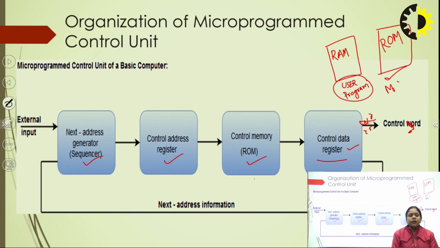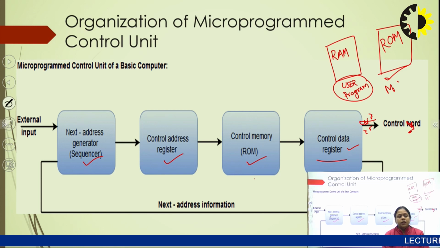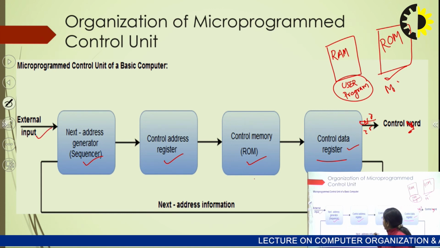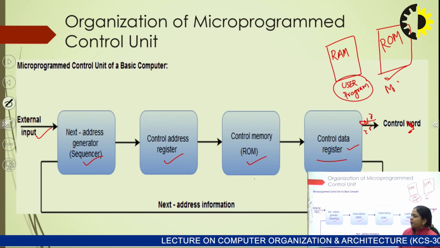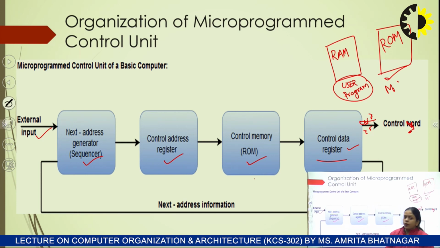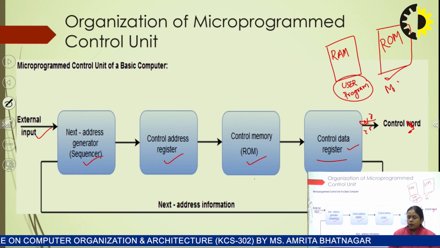It will do the next address generation, and the next address will be sent to the control address register. Now the question is, how will it generate the next address? It will take some external input as well as some next address information which comes from the previous micro instruction. So by this information it will calculate the next address of the micro instruction which is going to execute.